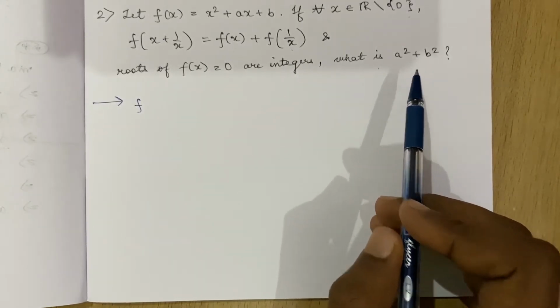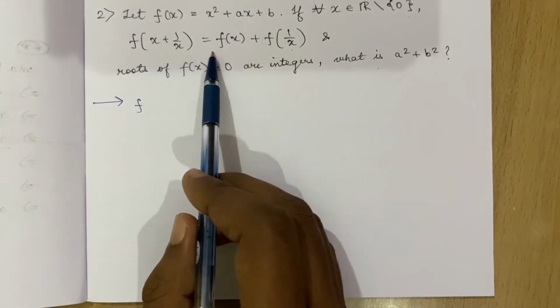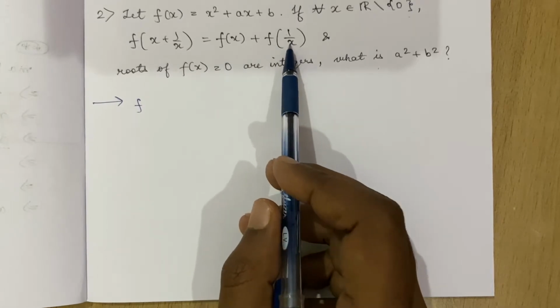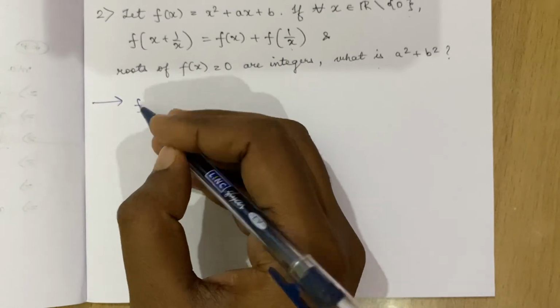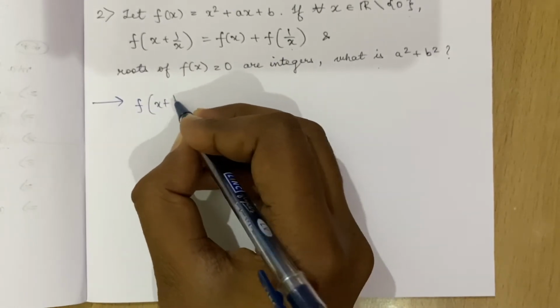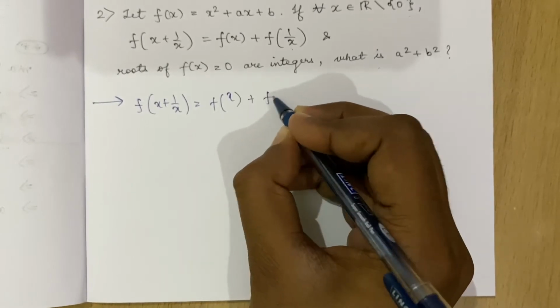So first of all, one thing that pops into my head is that f of x plus 1 over x equals f of x plus f of 1 over x. I should simplify this. So let's see what we get when I simplify this. So this f of x plus f of 1 over x.